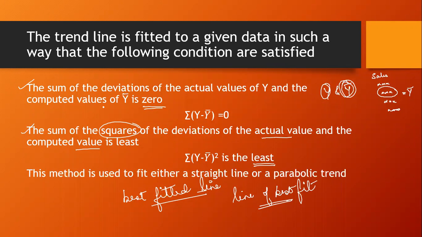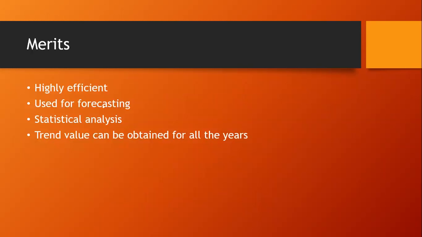Next, what are the merits of this method? First one is, it is highly efficient. Why is it efficient? Because we use the mathematical formula here. Mathematical formula use ಮಾಡಿ ಮಾಡ್ತೇವೆ. So easily ನಮಗೆ ಎಲ್ಲ values consider ಮಾಡ್ತೇವೆ. We will find the trend values for every year. Each particular year ಗೆ ನಾವು trend values ಅನ್ನು find out ಮಾಡ್ತೇವೆ, and based on that we will compute the value for the future also. So it is very highly efficient.